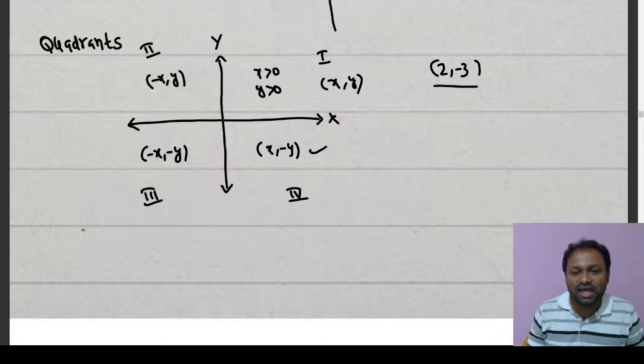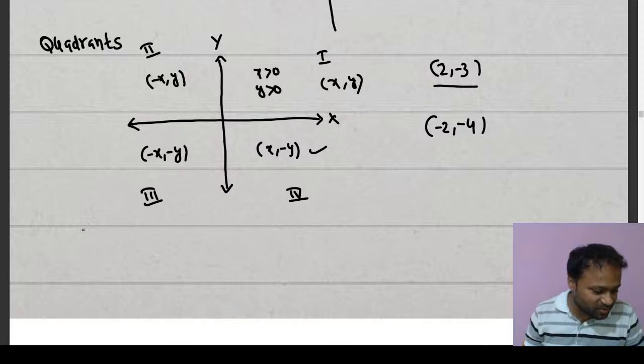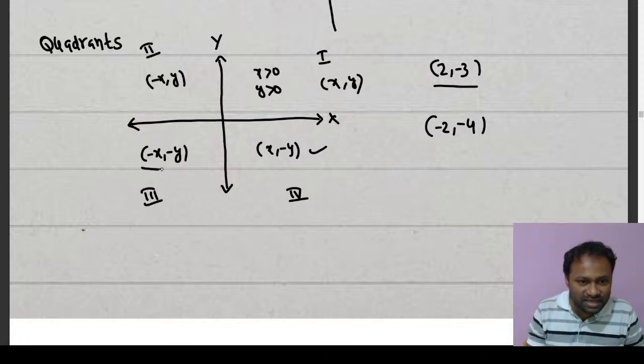Next I will ask one more question: where does the point (-2, -4) lie? In which quadrant? I think it is easy. This is of the form (-x, -y), hence it is in the third quadrant.